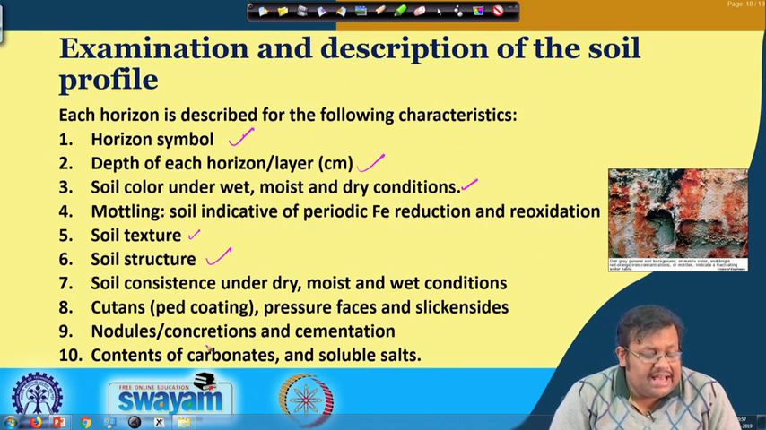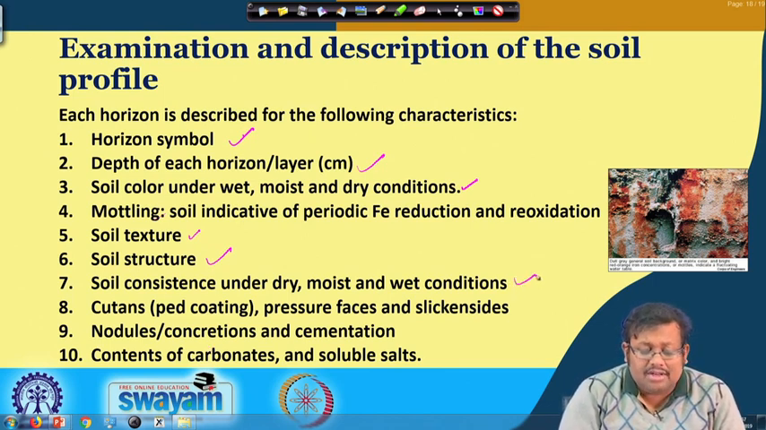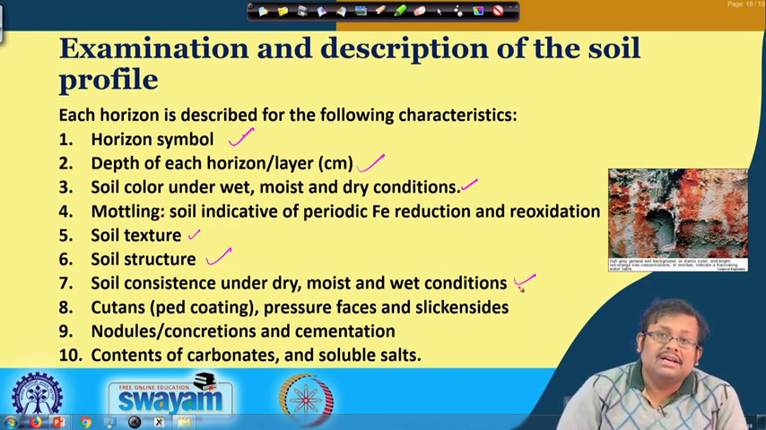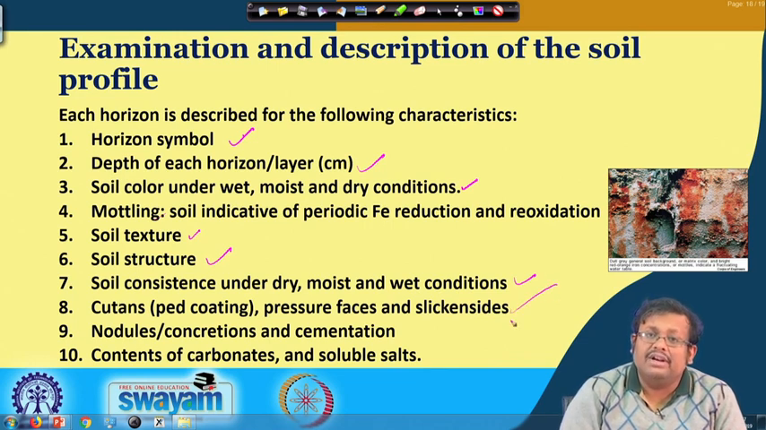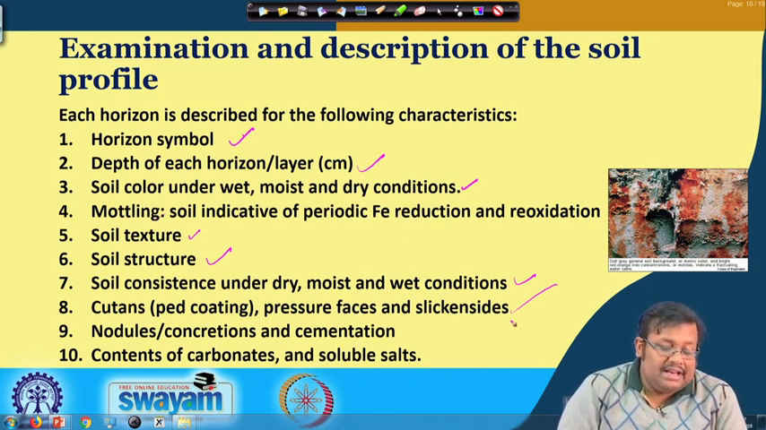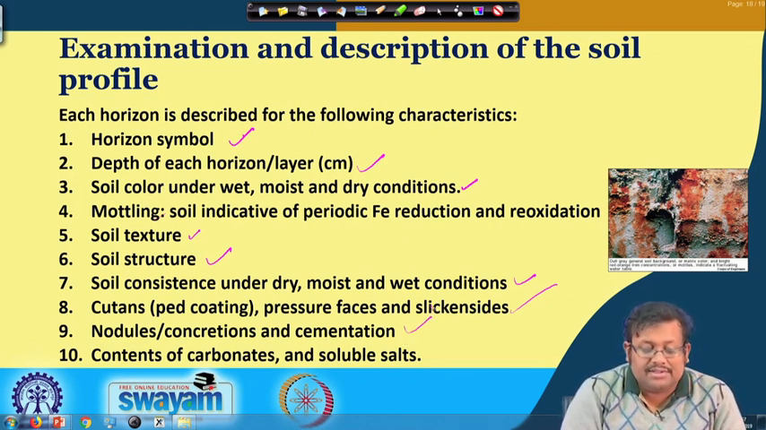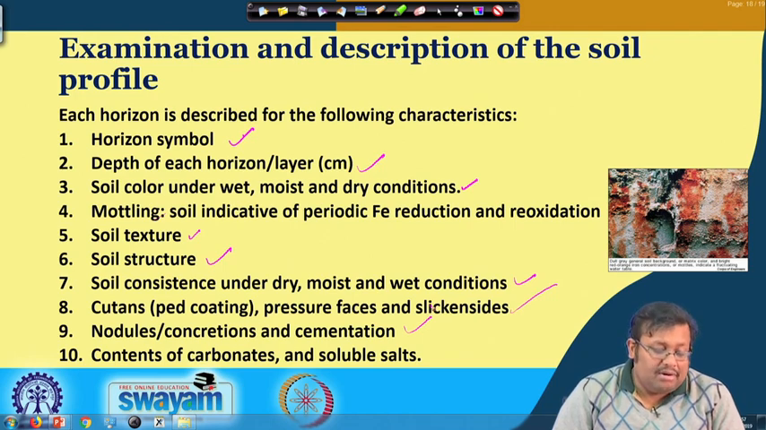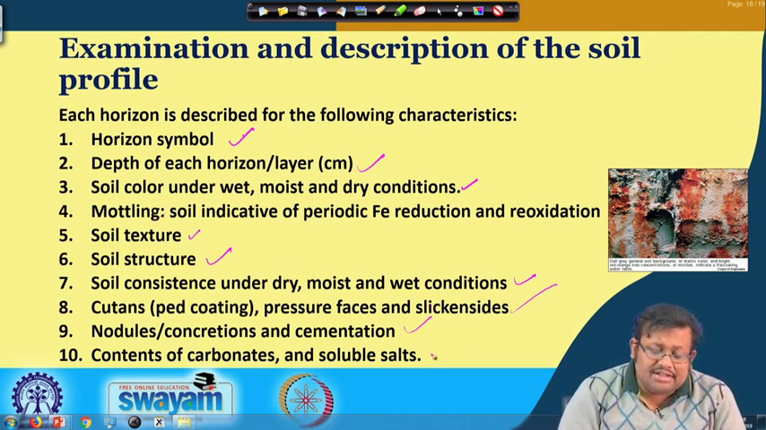And finally, the soil texture and then soil structure, which we have already discussed in our previous lecture, and then soil consistency under dry, moist and wet conditions, and then cutans. Cutans are basically coatings due to the process of illuviation, and then pressure faces and slickensides. We have already covered slickensides while we discussed the Vertisols in our soil classification lecture, and then different types of nodules and concretions of cementation. You can find different types of nodules and concretions, especially from carbonates and some other compounds, also secondary accumulations. Then contents of carbonates and soluble salts.